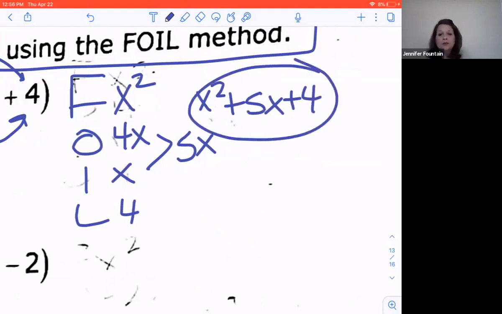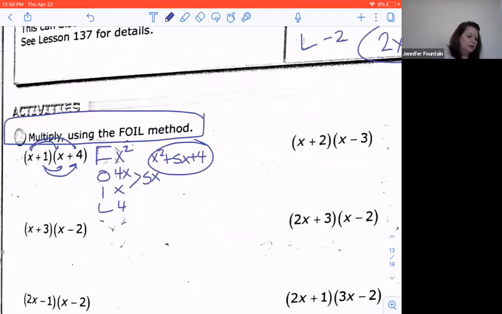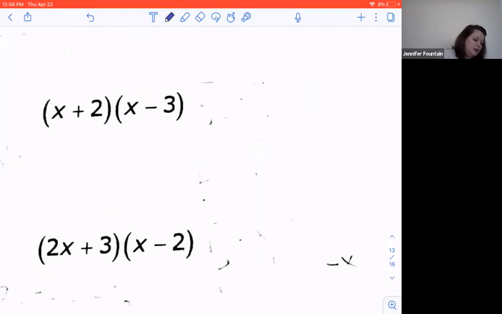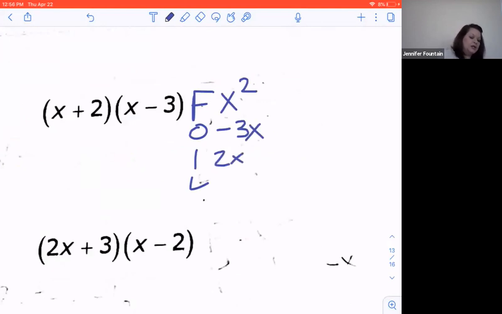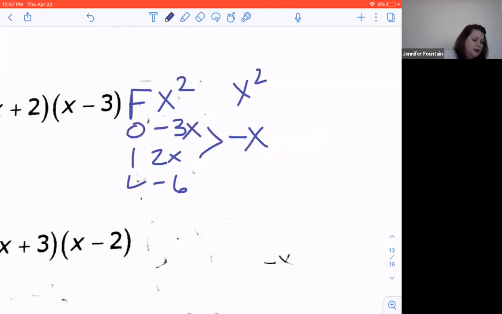As I go through these, if you missed anything and you have a question about something, be sure to let me know. Let's look at the one next to it. I'm going to start out with FOIL. X times x is x squared. X times -3 is -3x. 2 times x is 2x. And 2 times -3 is going to be -6. Notice on this one, when you combine -3 and 2, I take the sign of the larger, which is negative, and find the difference. So that's just going to be -x. So when I write my answer, I have x squared minus x minus 6.